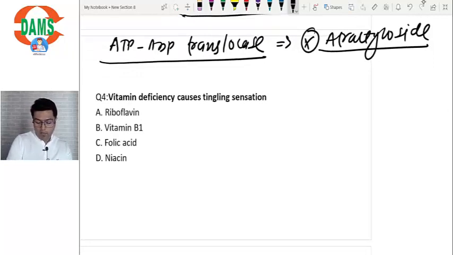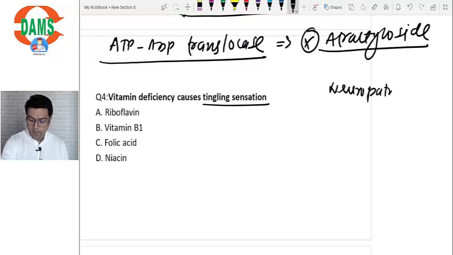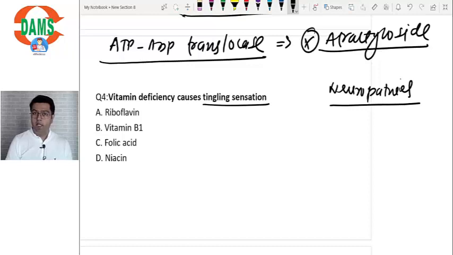Okay, guys, vitamin deficiency causing tingling sensation, right? Now, whenever such questions are asked, tingling sensation means, guys, neuropathies. So they are talking about basically neuropathies. Now, neuropathies are caused by various vitamin deficiencies, which affect a nerve. Sensory neuropathy, for example, is a kind of tingling sensation.